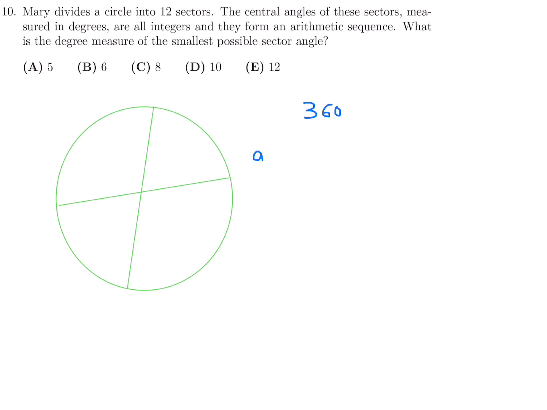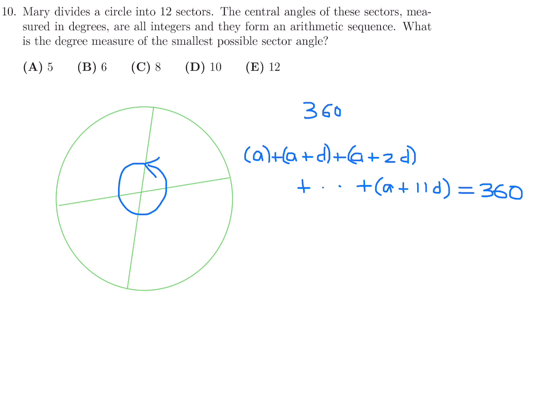So it's A, A plus D, A plus 2D. If A is the first angle, A plus D is the second angle, A plus 2D is the third angle, and so on, right? A plus 3D, and so on, all the way up to the very last angle. The very last one will be A plus 11D, because remember there's 12 terms, 12 angles, 12 different segments. And that all has to add up to 360, because all the angles around a circle, if you add them all up, have to add up to 360.